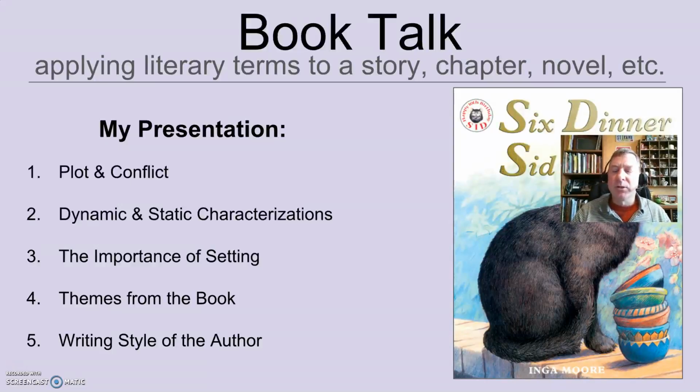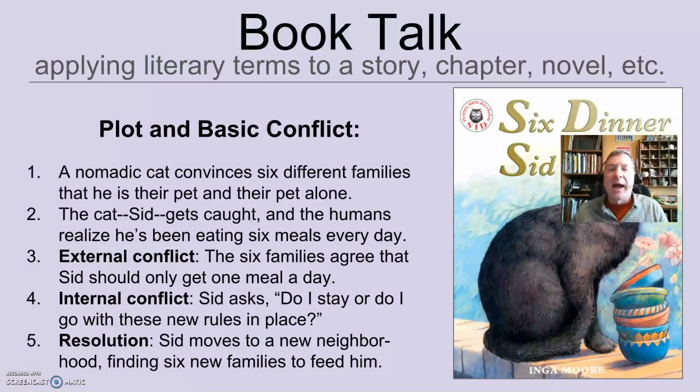So here is my book talk on Six-Dinner-Sid by Inga Moore. First of all, the basic story so that you understand what I'm talking about. So there's this cat, his name's Sid, and he has made himself home at 6 different houses, which all happen to be aligned with each other, and the neighbors don't even know it. They each feed him 6 different times a day, and so he becomes a fat, happy cat.